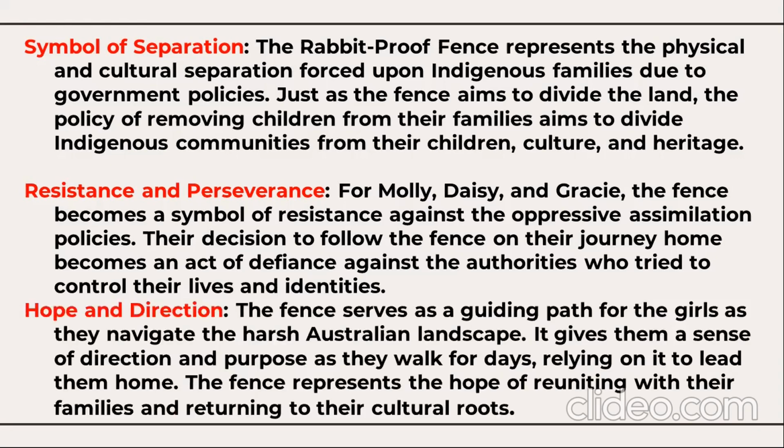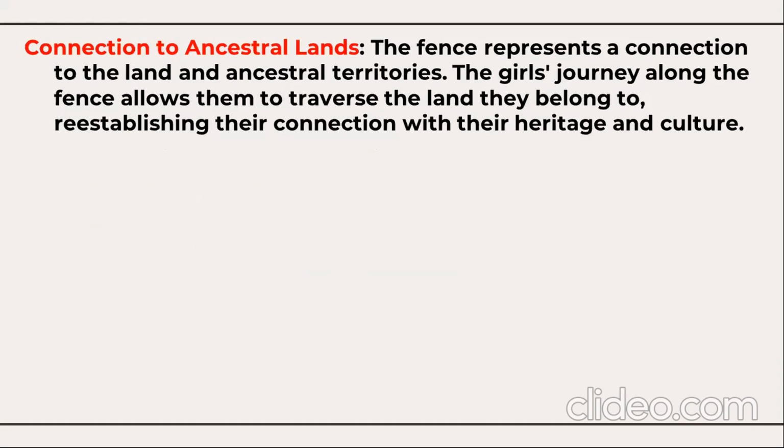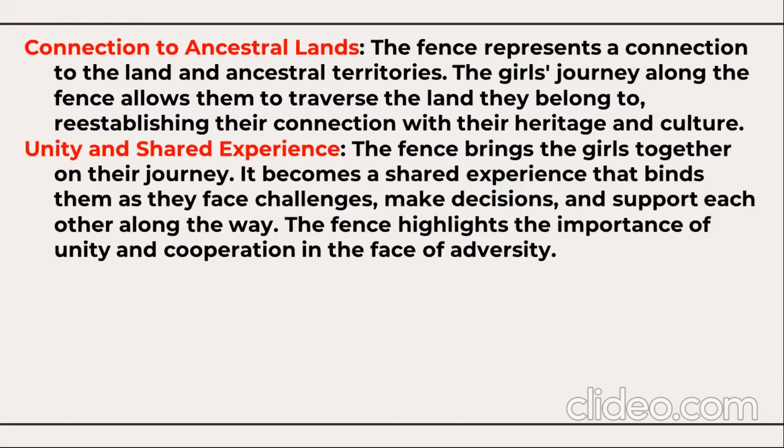Hope and direction. The fence serves as a guiding path for the girls as they navigate the harsh Australian landscape. It gives them a sense of direction and purpose as they walk for days, relying on it to lead them home. The fence presents the hope of reuniting with their families and returning to their cultural roots. Connection to ancestral lands. The fence represents a connection to the land and ancestral territories. The girls' journey along the fence allows them to traverse the land they belong to, re-establishing the connection with heritage and culture.